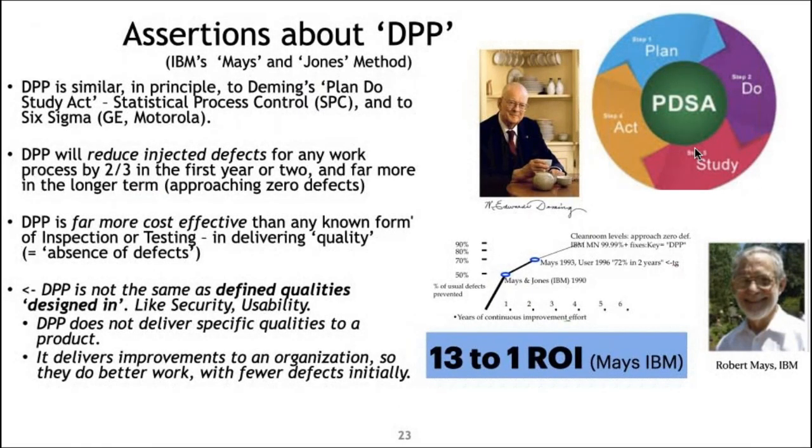So general assertions about the defect prevention process. It is similar in nature to the Plan, Do, Study, Act and statistical process control. It will work on any work process, but all the things associated with IT, which is hardware and legal stuff and motivation and training and everything. It's important that it works on everything because everything causes the defects. It ain't just bugs in code.